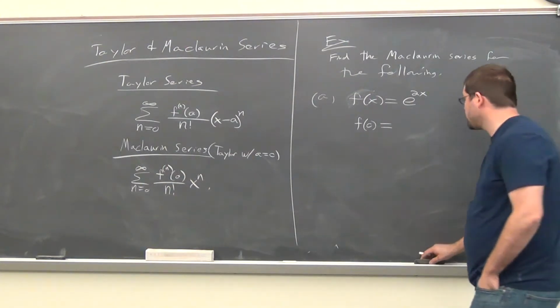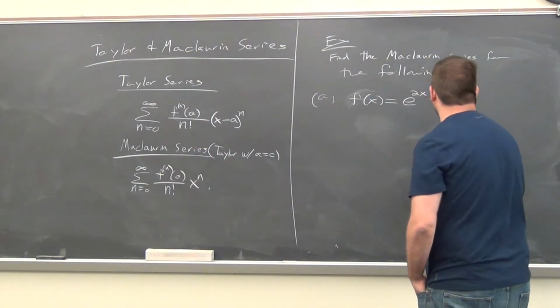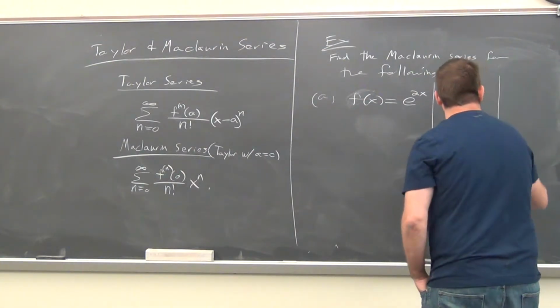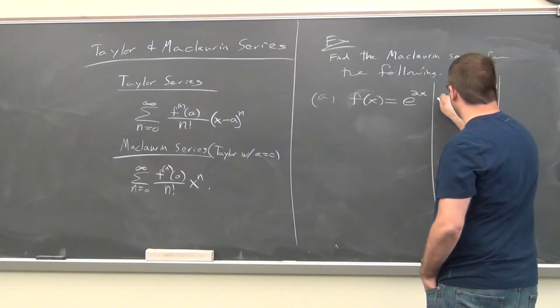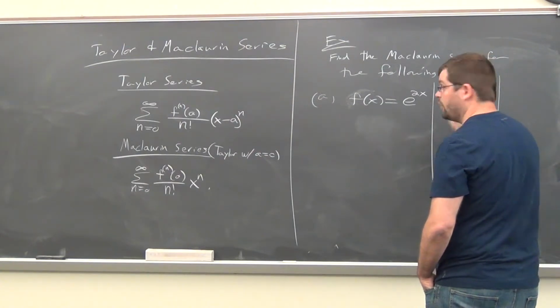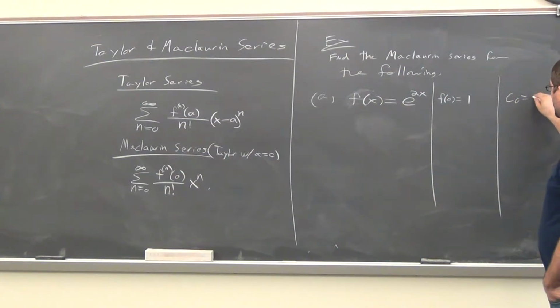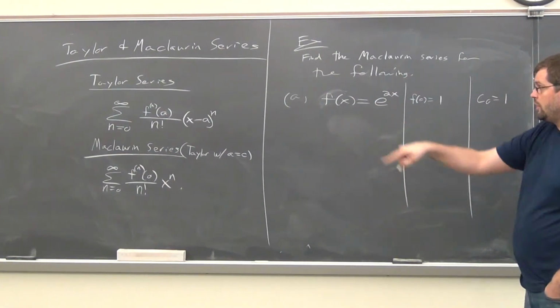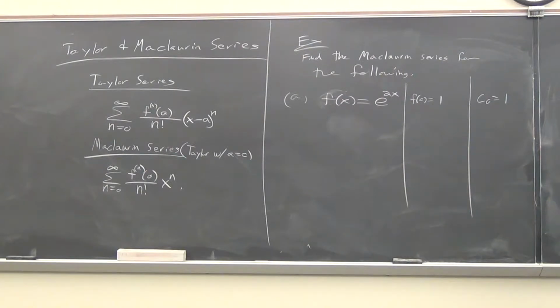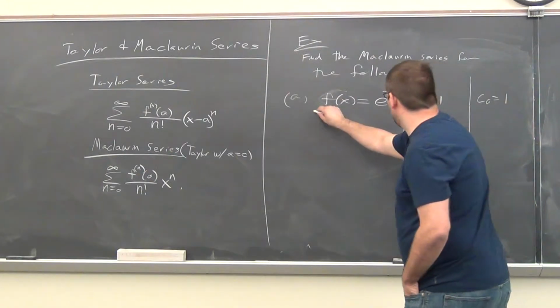Actually, now that you say that, let me do it like this. Let me just do this in columns. So f of 0 is 1, right? And so that's what c of 0 is. It's just whatever we saw, well, I erased it, but we saw that's what it would be.